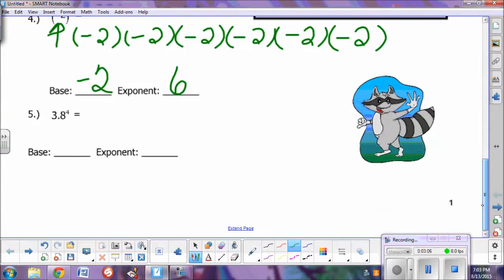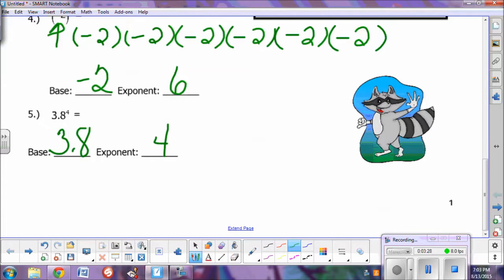And the last question on this page, we have 3.8 to the 4th power. So we have a decimal, but it still means the same thing. It's just that shortcut way of writing 3.8 times itself 4 times. So the number that is being multiplied 4 times is 3.8, and the exponent is 4.